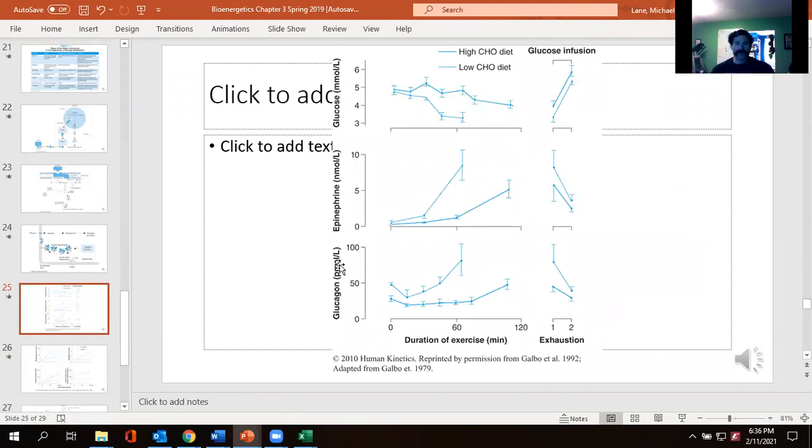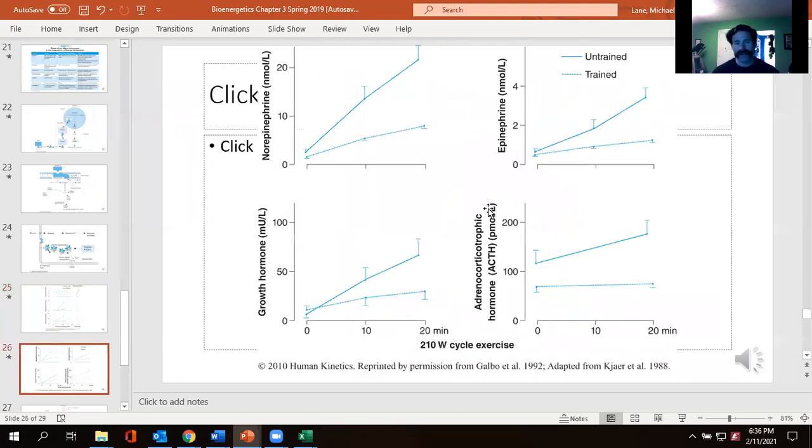This is showing you the wonderful hormonal relationships with the high carb and low carb diet. In theory, the people with a high carb diet, go figure, can last longer in exercise that requires mostly carbohydrate. And for those on the lower carb diet, it's more stressful, with higher amounts of epinephrine compared to the other group. But it's just an important thing to understand, like anything else. We want to make sure that we're fueling our athletes appropriately for what they're trying to do.